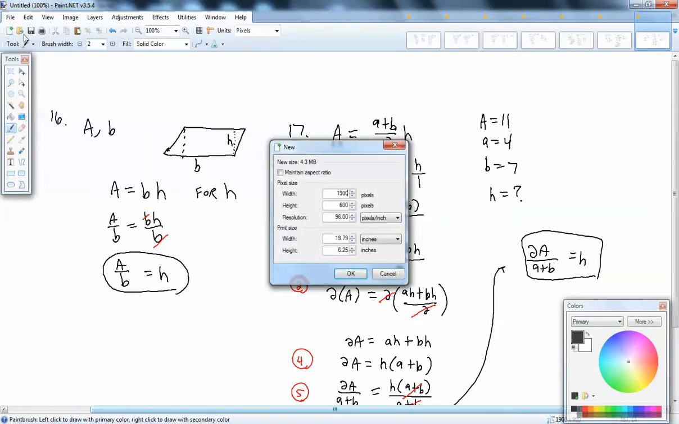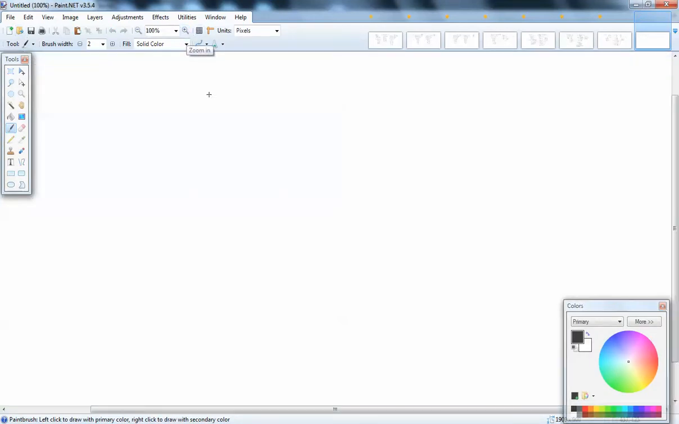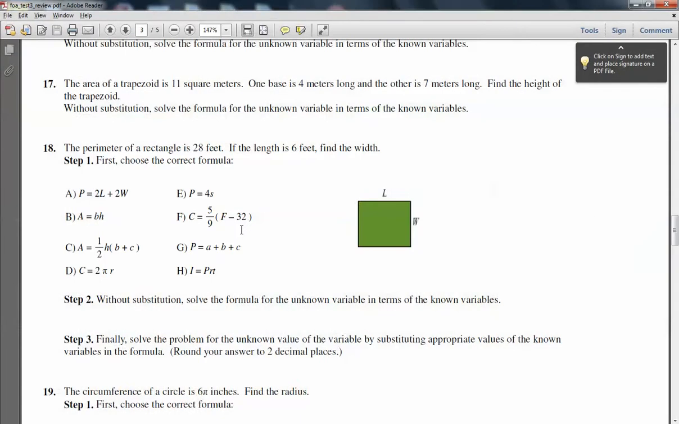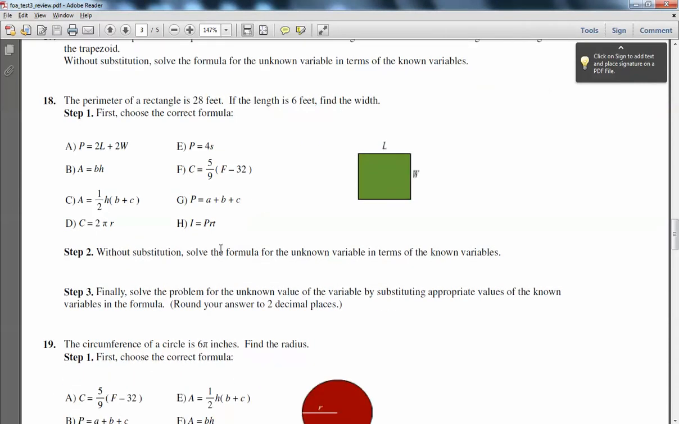Okay, 1900, 900. I hope we're done with these. We have to know the formula. Oh, I should be able to handle this one. A rectangle.